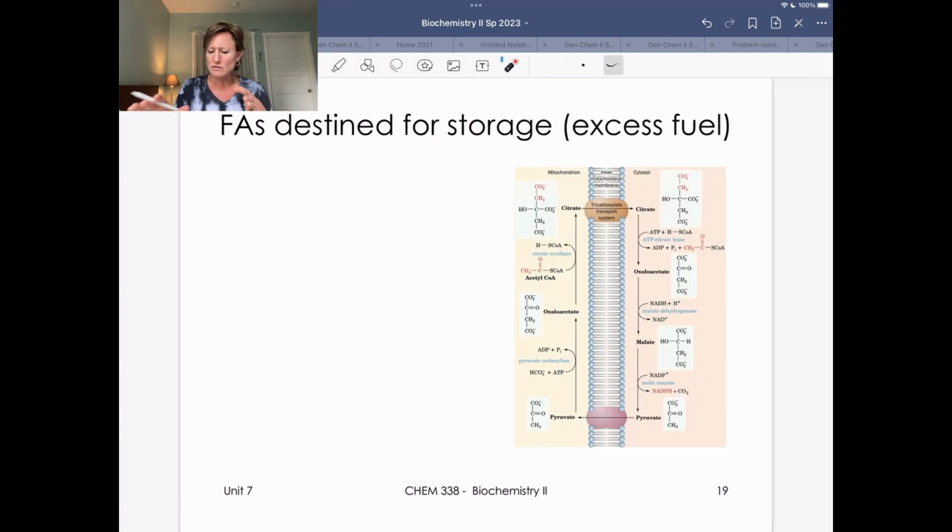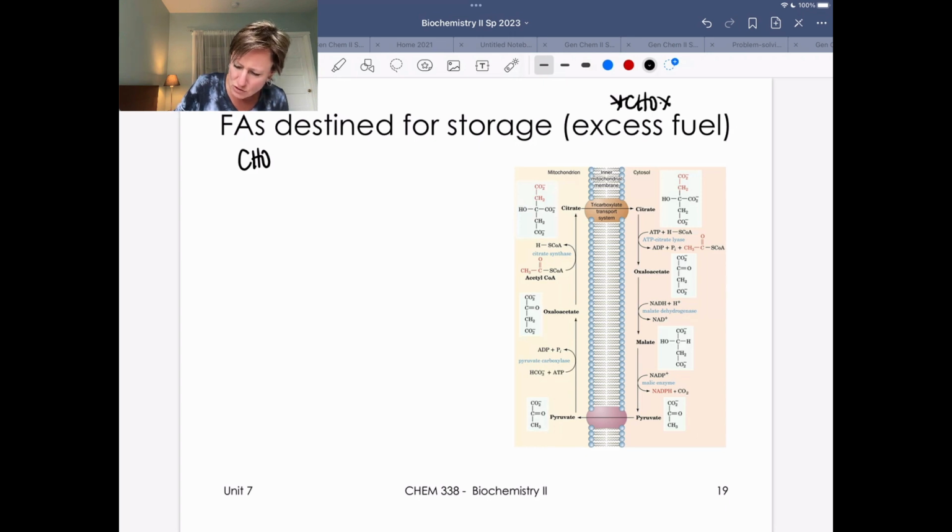We're going to remind ourselves of the transport systems involved in this process. So excess fuel, specifically we're referring to carbohydrates as excess fuel, because if we've got lipids as excess fuel and they're already fatty acids or triglycerides even, they can just get immediately stored. We don't need to make them into triglycerides. So we're not going to take excess fats, break them down to acetyl CoA, and then resynthesize them back into fatty acids and triglycerides. So this is really carbohydrate derived.